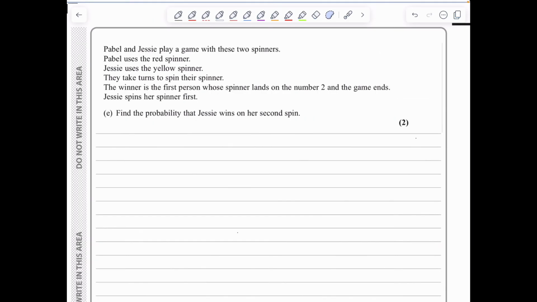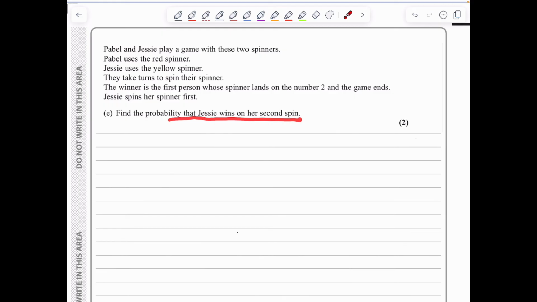We then have Pavel and Jesse playing a game with these two spinners. Now Pavel will be using the red spinner, whereas Jesse will be using the yellow spinner. They take it in turns to spin their spinner, and the winner is the first one to have their spinner landing on the number 2, and that's where the game ends. We know that Jesse will go first, and we need to find the probability that Jesse wins on her second spin.